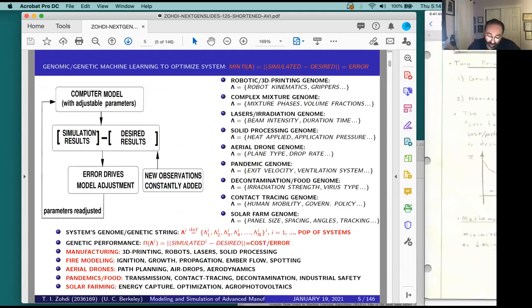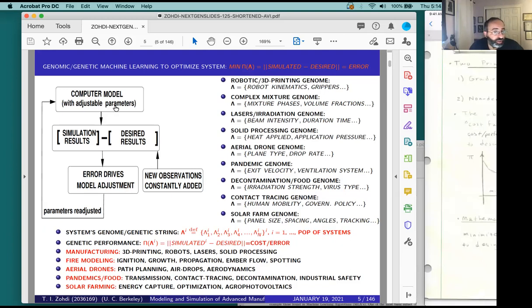But our main focus here is that we have some kind of a computer model. We hope it's of high fidelity. It generates some simulation results, and we would like it to do something that's desired. We call that the desired results. We take the difference between simulation and desired and the appropriate norm. It delivers an error. We keep adjusting the parameters.